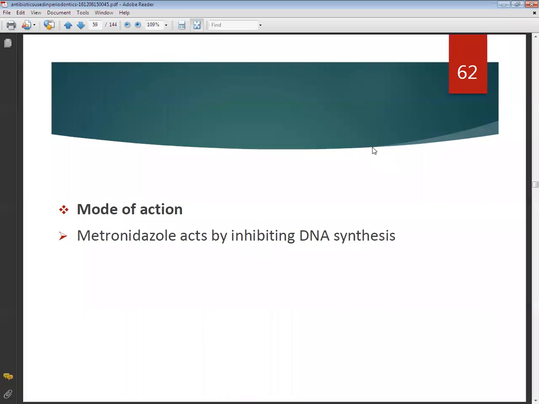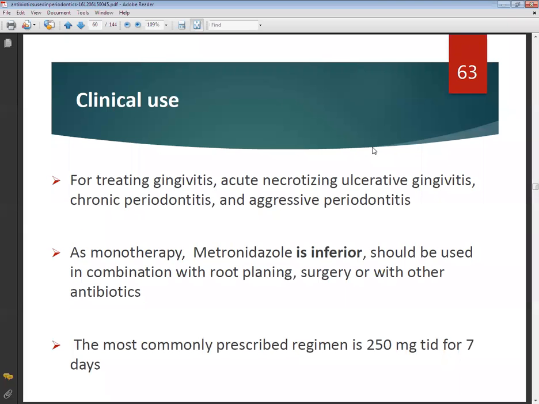The mode of action of metronidazole is inhibition of DNA synthesis, whatever during mitosis it takes place. So metronidazole usually inhibits the DNA synthesis. Clinical use: metronidazole is mainly used in cases of periodontal abscess, also when the patient has pericoronitis. So its use is in pericoronal abscess as well as periodontal abscess.